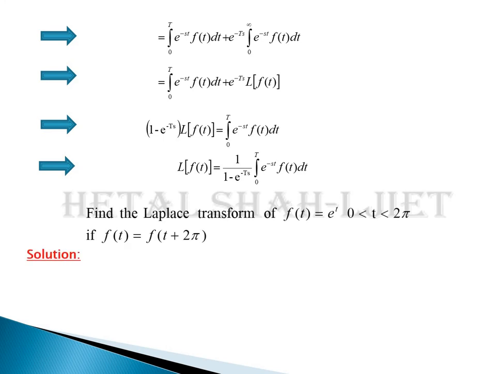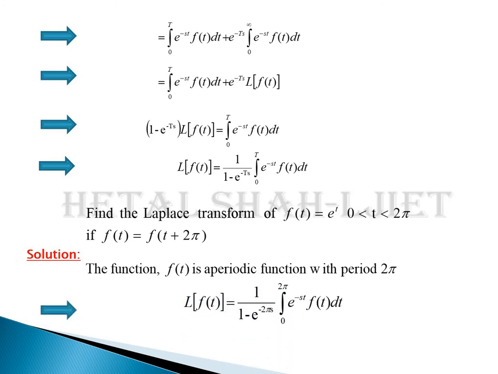Let's check the example. Find the Laplace transform of the function f of t equal to e raised to t, with t running from 0 to 2 pi, and f of t is equal to f of t plus 2 pi, so your capital T is 2 pi. Let's start the solution. The function f of t is a periodic function with period 2 pi. This is the formula of the Laplace on the periodic function. Here your period capital T is 2 pi, so in the place of T, you have to put 2 pi.